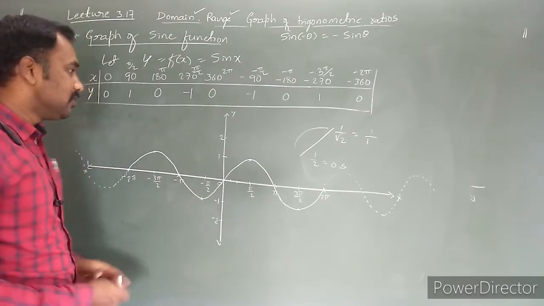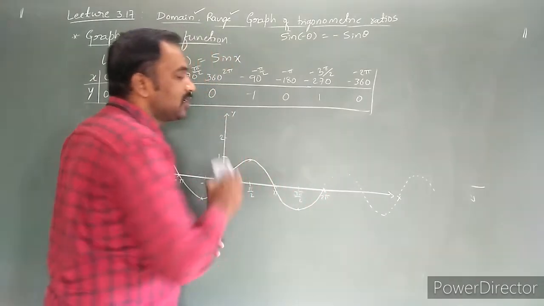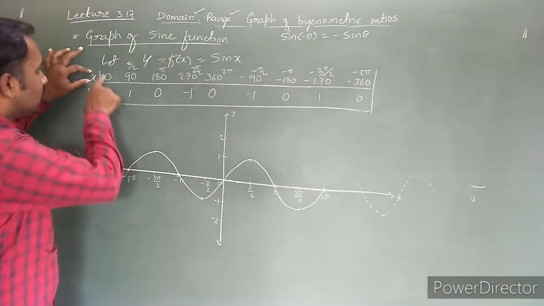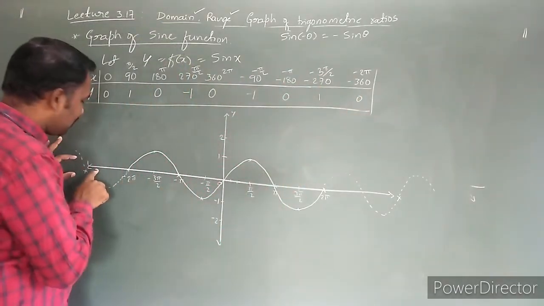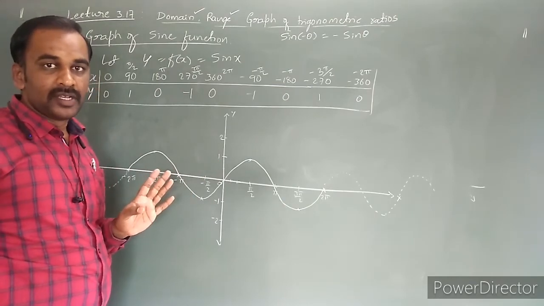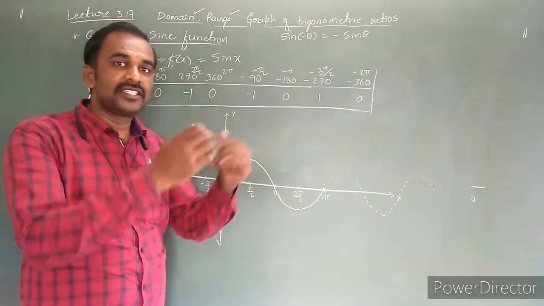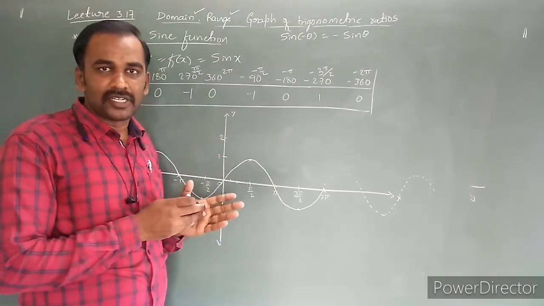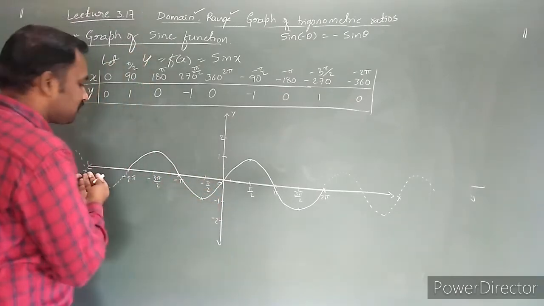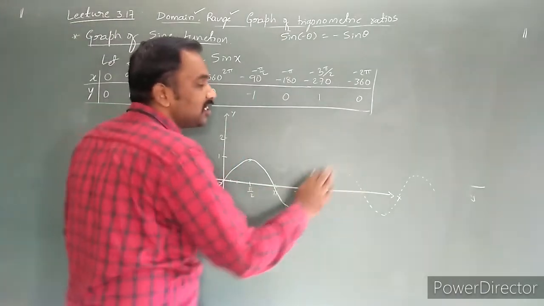From this graph, more points become clear. What are they? The domain: what are the angle values you are considering? All the real numbers. The domain is the whole real number set. Instead of remembering the table, if you remember the graph, we can easily get most of the points. First of all, the domain of the sine function is all real numbers, because the angle values are all real numbers.